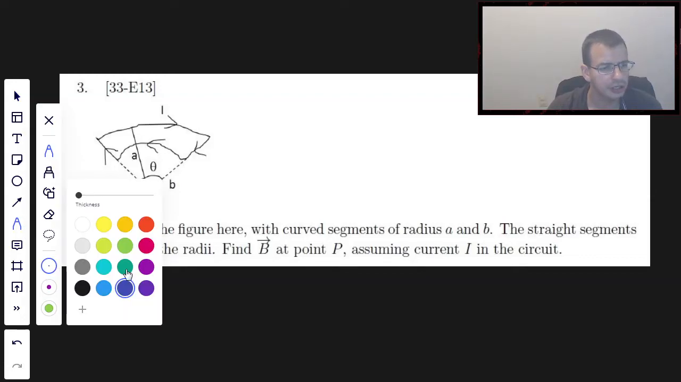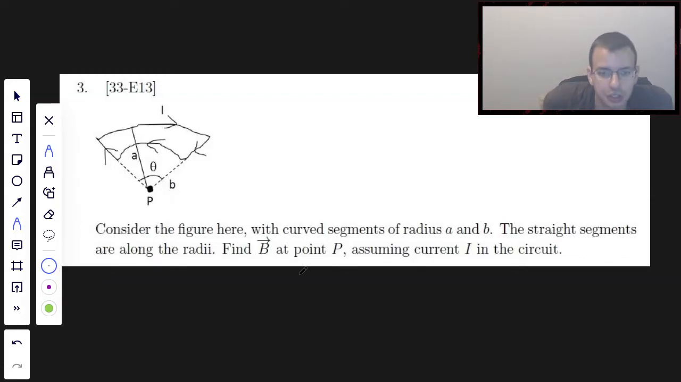Consider the figure here with curved segments of radius A and B. The straight segments are along the radii. Find magnetic field B at point P right down there, assuming it has a current I in the circuit.